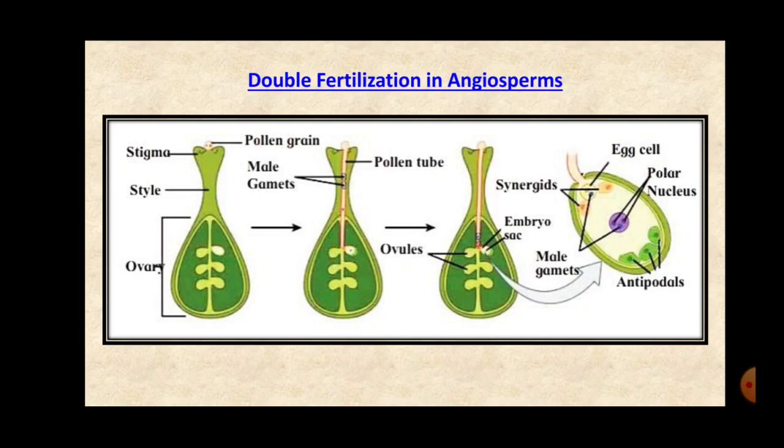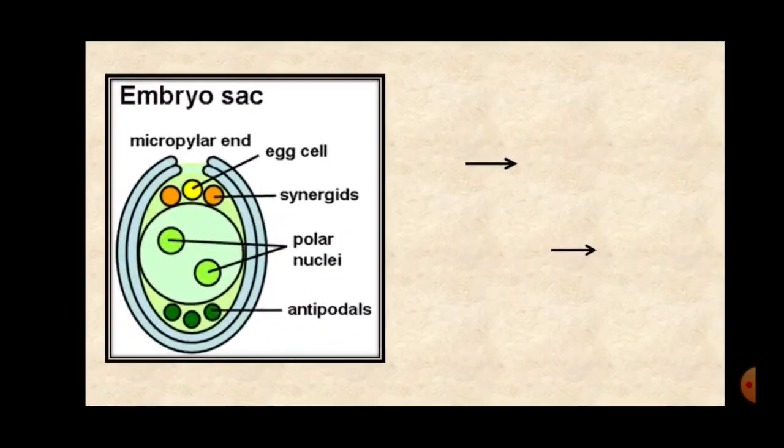So in the next slide, I will show you the embryo sac. See, it's very clear here. On the top you can see 3 cells, at the bottom you can see 3 cells, and in the center you can see 2 cells. So in total, inside the embryo sac, 8 cells are formed, and in the center the egg cell is there, and it has 2 bodyguards which are called synergids. At the base there are 3 cells which are called antipodals, and in the center there are 2 cells which contain the polar nuclei. Okay.